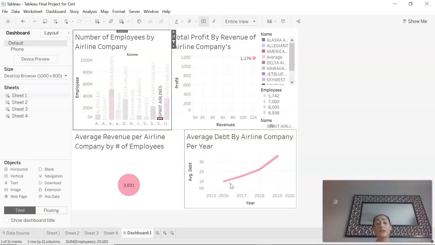So that's a really interesting takeaway. And overall, the airline industry is doing well, but there's room for improvement. And this concludes my analysis.